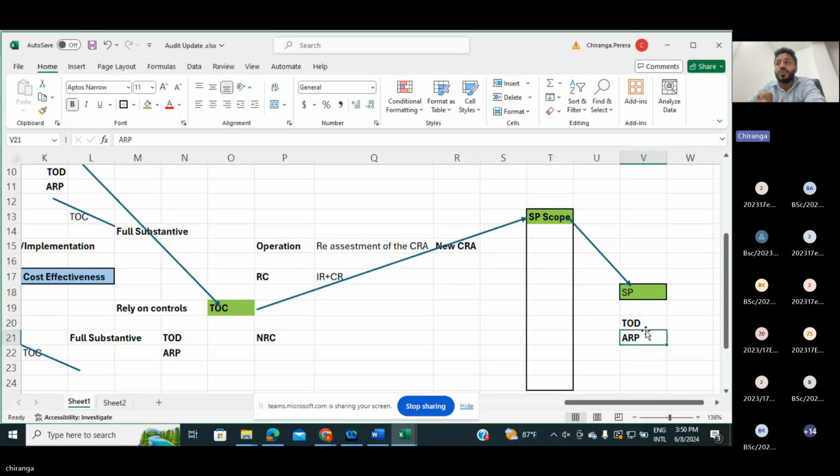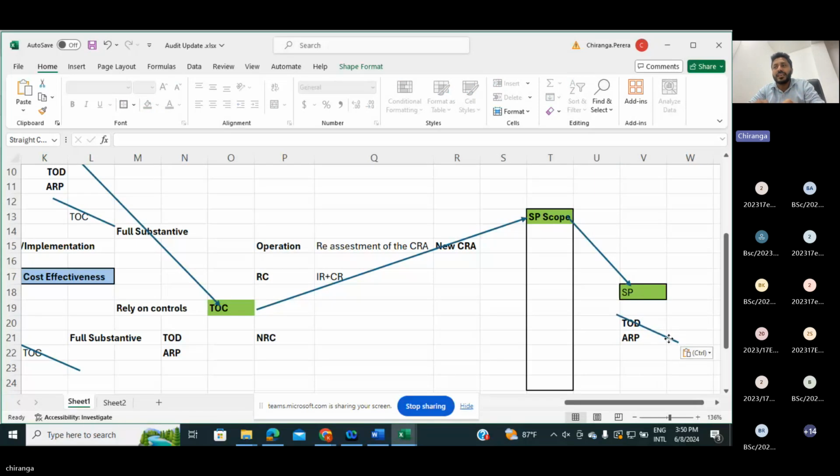Sometimes you have no need to do TOD, right? Or sometimes TOD may not need to be done at all. Why? TOD, ARP, the lazy. ARP means analysis, only analysis, right? TOD means you have to check the test of details. You have to read the vouchers and read the deeds, and every source should be checked physically. So if you are comfortable with controls and you have a limited scope, your substantive procedures may be very easy, right? So that is the link.